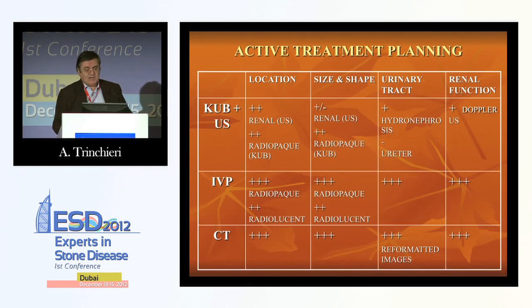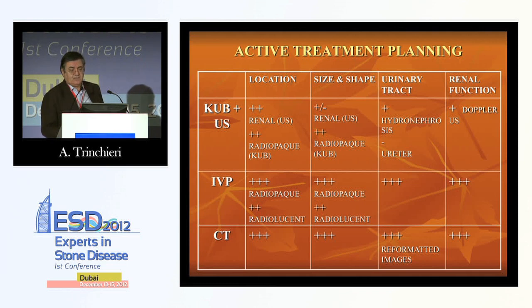And as you can see, IVP and computed tomography give the best for all the 4 information we need, because they give excellent information on location, size and shape of the stones, condition of the urinary tract and renal function. On the contrary, the simple association of plain X-ray and ultrasound can be useful in order to demonstrate the location of the stones, but there is not sufficient information about the size and the shape of the stone, the condition of the urinary tract, and limited information on renal function.